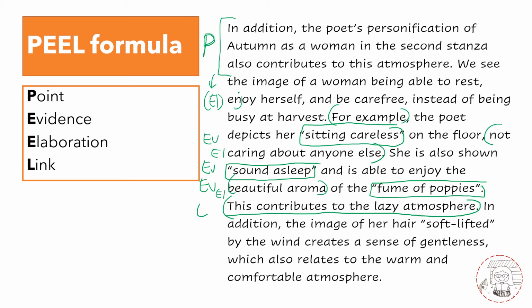In addition, the image of her hair soft lifted by the wind creates a sense of gentleness. So creating a sense of gentleness, this is a bit of an elaboration, which also relates to the warm and comfortable atmosphere. So in this paragraph, I've actually put a link at the end. It's not a separate sentence, it's all connected together, but you can see here that I have woven in evidence and elaboration. I started the paragraph with a point, so that's very clear, and I ended the paragraph with a link, which makes sure that I am still on track, I am still answering the question.